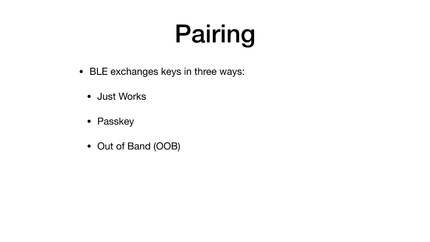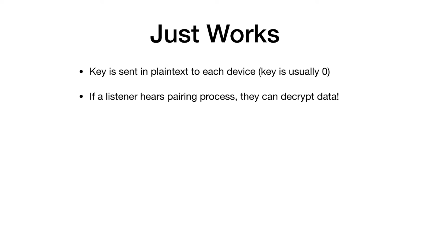So there are three ways to exchange keys with Bluetooth Low Energy. There's the Just Works method, which is really what it's called. There's the passkey, and there's out of band, OOB. So Just Works is the simplest and also least secure. All you do is you send the key that you're going to use in plain text over Bluetooth to the device, and you somehow come to an agreement on what key you're going to use. Oftentimes that key is just 0.